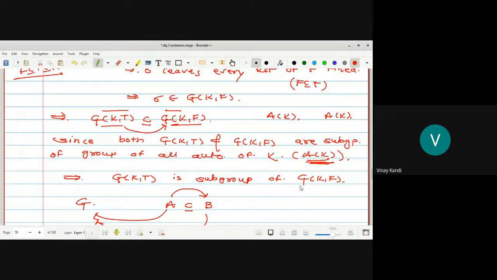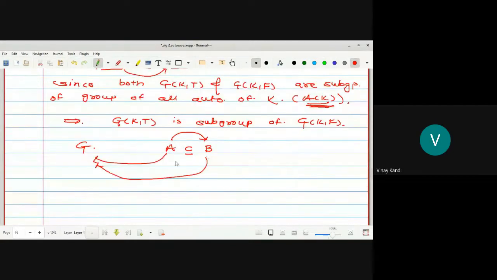What does it mean? If A is a subgroup of G, B is a subgroup of G, and A is contained in B, that means A is a subgroup of B. Is that right? Check it. I will also check, you check too.